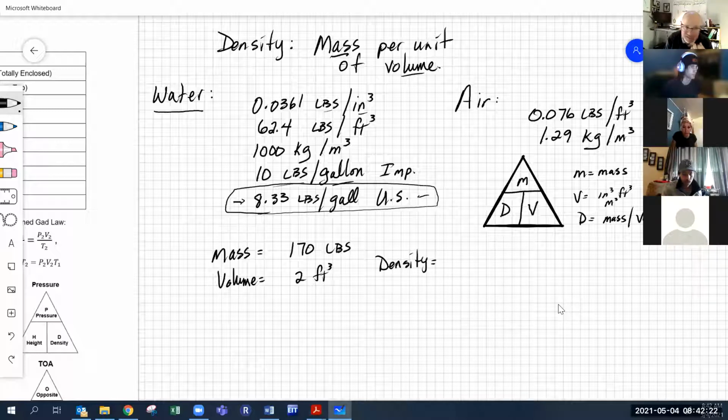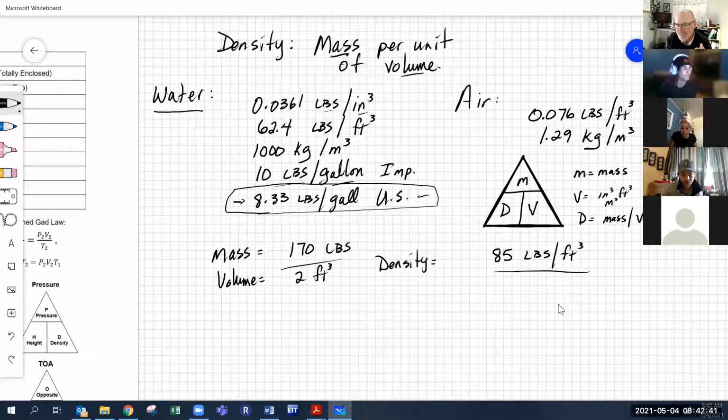Well, let's take the mass divided by the volume. So that comes out to 85 pounds per cubic foot. So that's the density, that's Doug's density, that's my density.